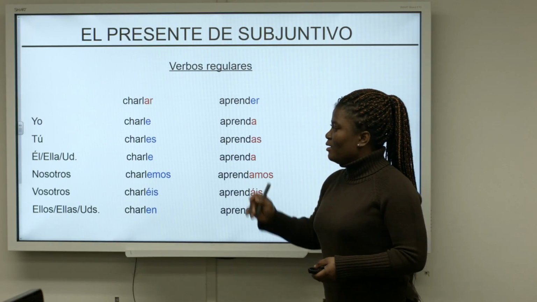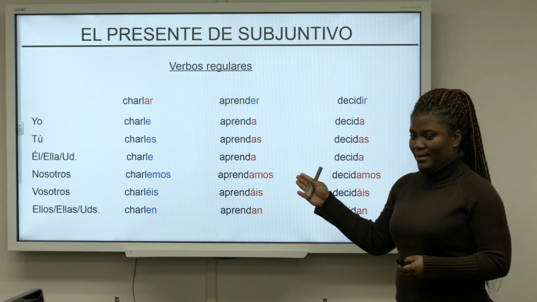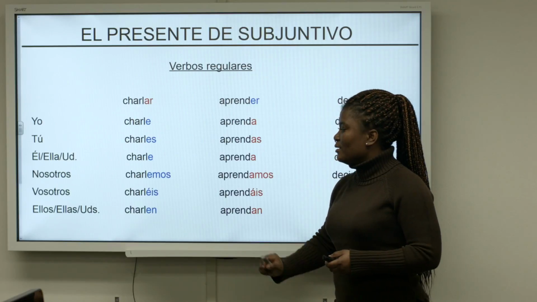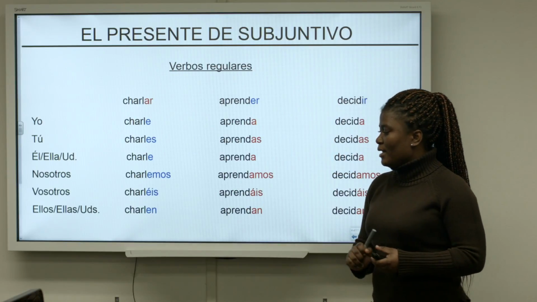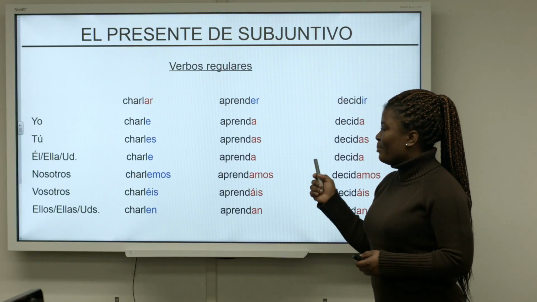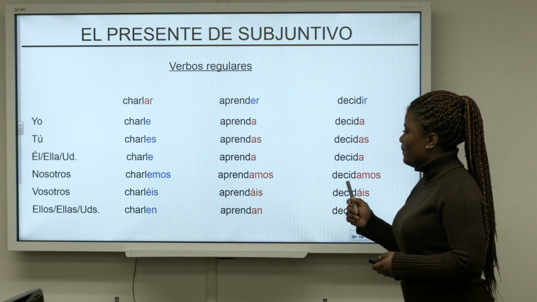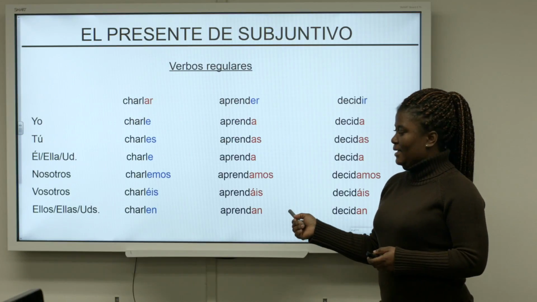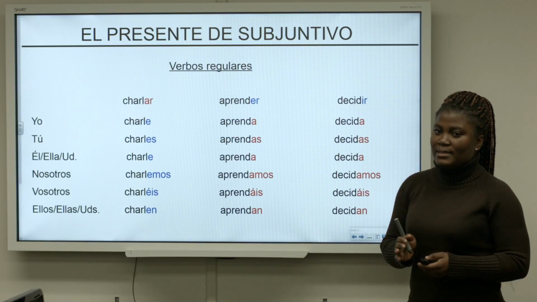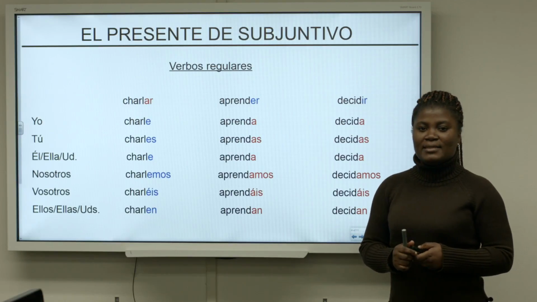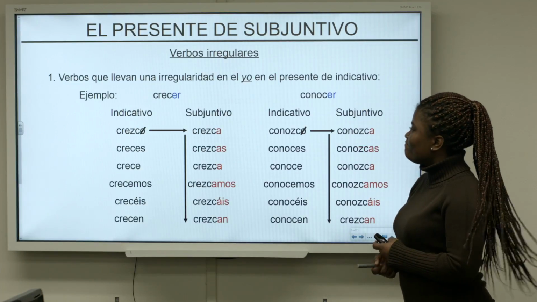Okay, so charlar, we have yo charle, charles, charle, charlemos, charléis, and then charlen. And then for aprender, we have aprenda, aprendas, aprenda, aprendamos, aprendáis, aprendan. And then decidir: decida, decidas, decida, decidamos, decidáis, decidan.